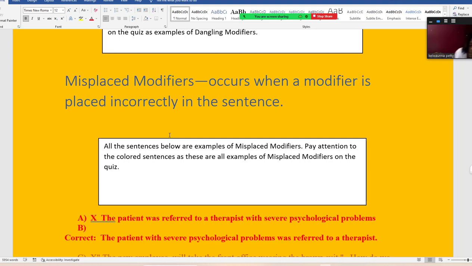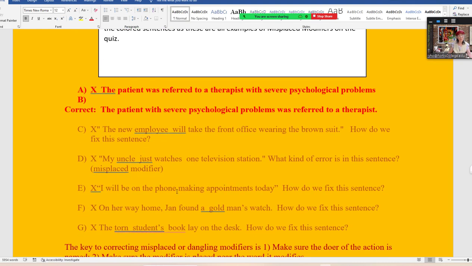Yes. Okay, so a misplaced modifier occurs when a modifier is placed incorrectly in the sentence. So all of the sentences below are misplaced modifiers. The patient was referred to a therapist with severe psychological problems. So are you going to send your child to a crazy doctor? Because here, the therapist has severe problems. You're going to go to a therapist that's crazy? No. Who's crazy in this sentence? It's obviously not the therapist, because she's supposed to help you. The correct answer is: the patient with severe psychological problems was referred to a therapist.